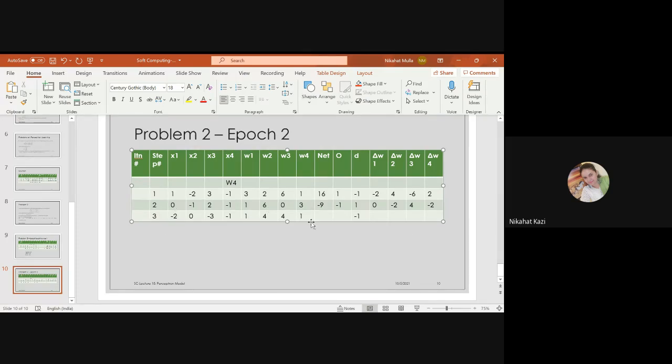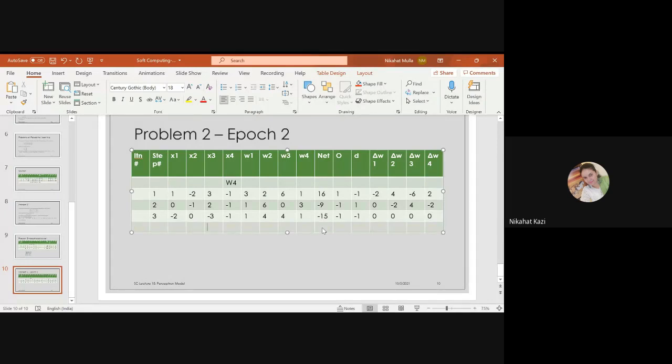Net value is multiply these two and add them up. So minus 2, minus 12 is minus 14, minus 1 is minus 15. Is it minus 15? Yes. Minus 14 or minus 15? Minus 15. Okay. So this is minus 1. They are matching. So weights will not change.